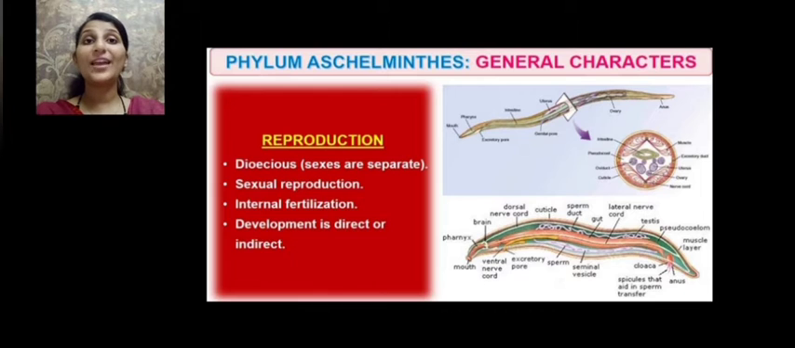The reproduction, they are dioecious. Dioecious means the sexes are separate. That means they have male and female. Sex organs are separate. And sexual reproduction takes place. No asexual forms. And internal fertilization takes place, that is, inside the female body. And development can be either direct or indirect. If they have a larval stage, they are called indirect. And if they lack a larval stage, they are called direct.